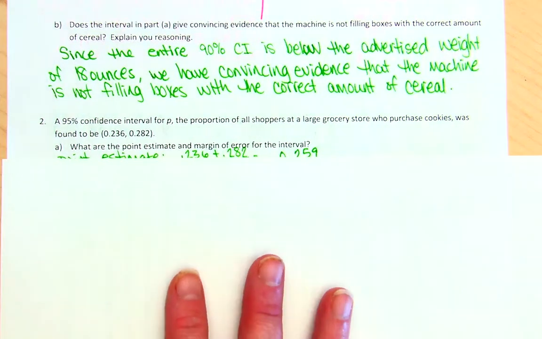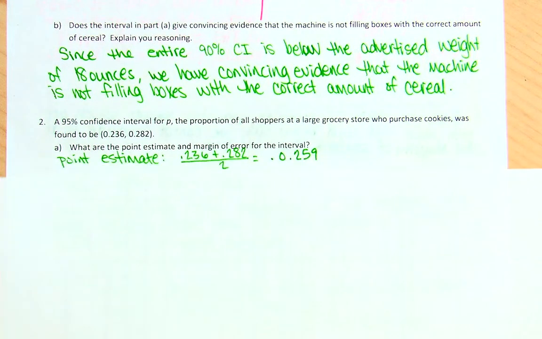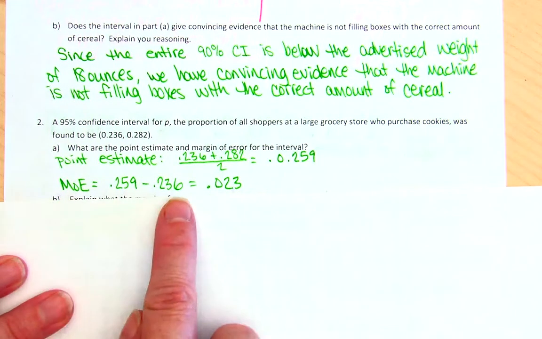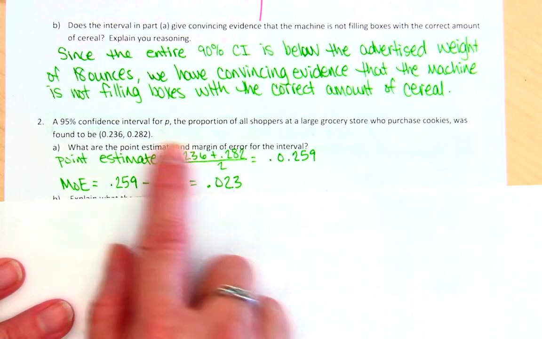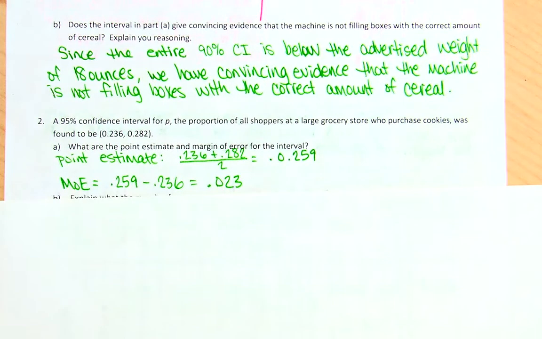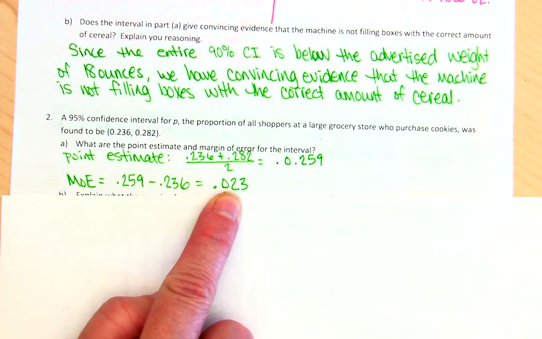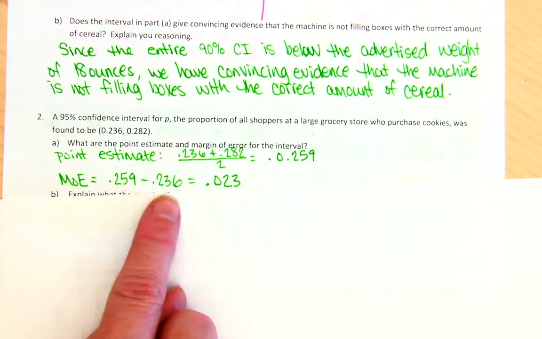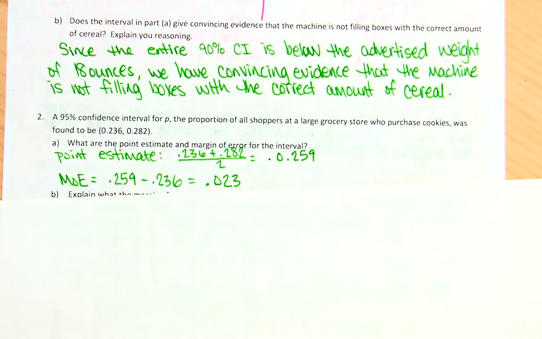Okay, next we have point estimate and margin of error. To get the point estimate, you just add the two endpoints and divide by 2. That gives you the point estimate. And then the margin of error is the distance from the point estimate to either of the endpoints. So you can use either one, just subtract the values. This should always be positive. Margin of error should always be a positive number. So just be careful with your order of subtraction so you get a positive.